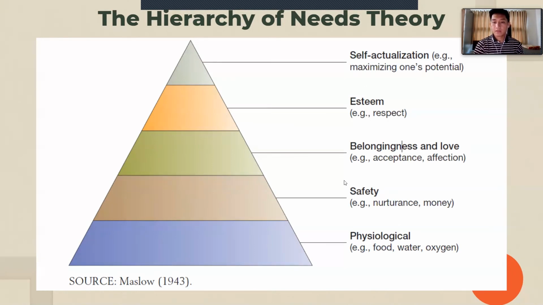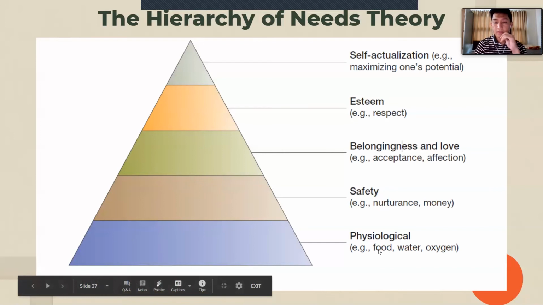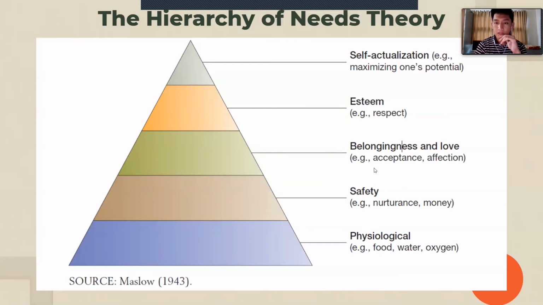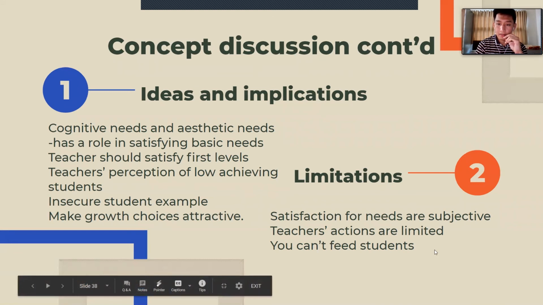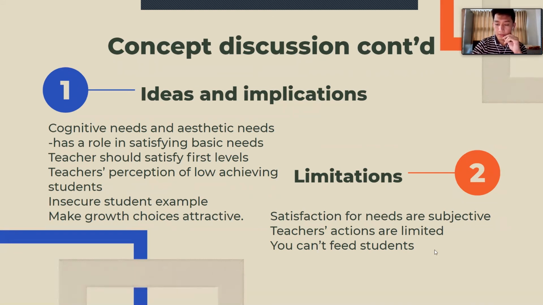Now, if they haven't succeeded on the previous levels, they couldn't move to the next one. So the implication of this is that teachers should satisfy the first levels of the students' needs in order for them to be in the state of self-actualization. The problem here is that teachers can't really give all those needs or provide all those needs to the students. That becomes difficult and hard to apply.